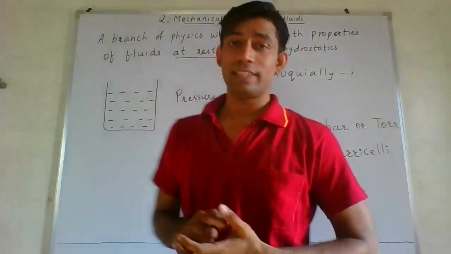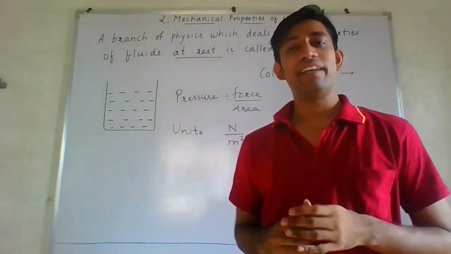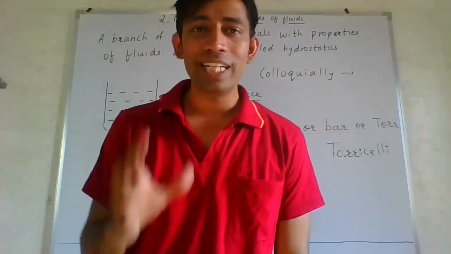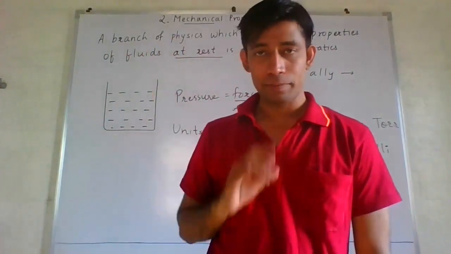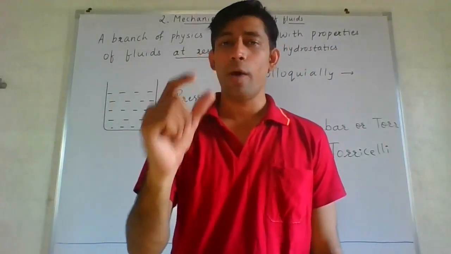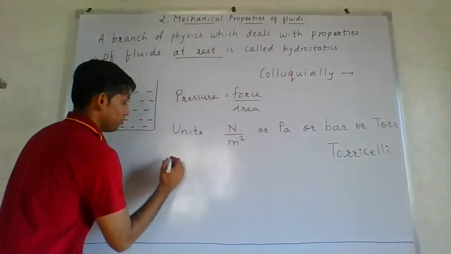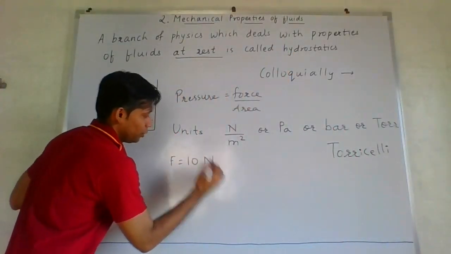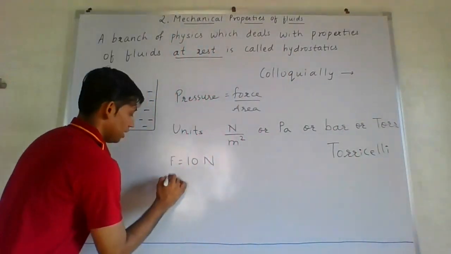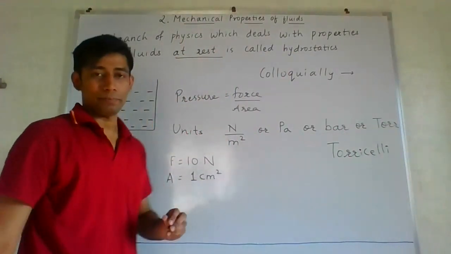We have to understand that pressure formula, how it is used in daily life. I'll give you a simple example. Let's say I have applied a force of only 10 Newton on an object. If I want to lift a coin of just 1 Newton, force is required to do that. So let's say force applied is 10 Newton on an object. The area of that object, let's say it is considered as 1 centimeter square.